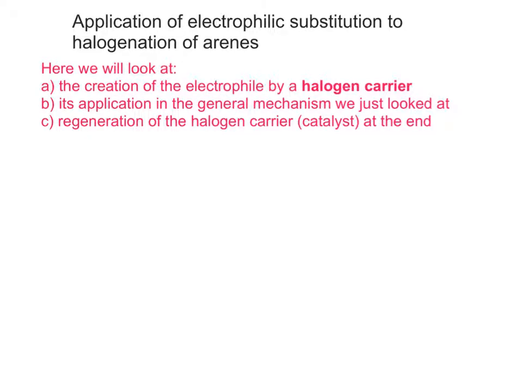So what we're going to look at now is creating the electrophile in the first place by a halogen carrier, how the electrophile is applied to the general mechanism we've just looked at, and then finally how we regenerate the catalyst at the end of the mechanism.